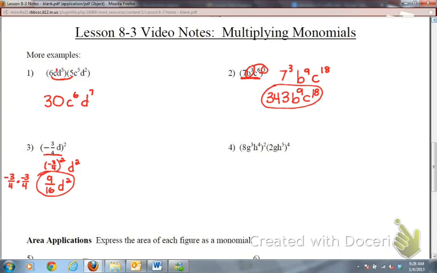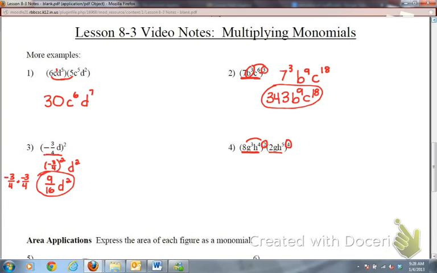Okay. And number 4, this one's fun. We have a few steps on this one. First of all, we have these 2 monomials, but they're both being taken to powers. The first monomial is being squared, and the second monomial is being taken to the 4th. So what you want to do first is simplify by taking these monomials to their respective powers here.